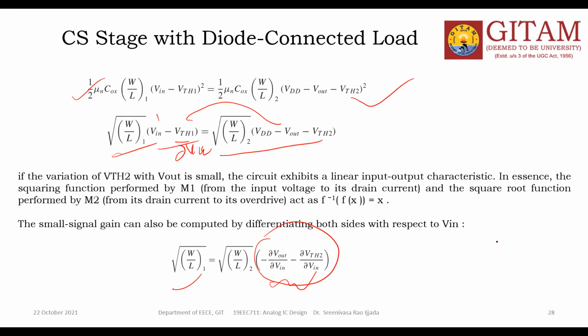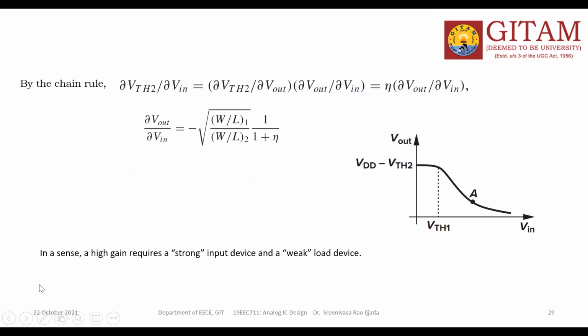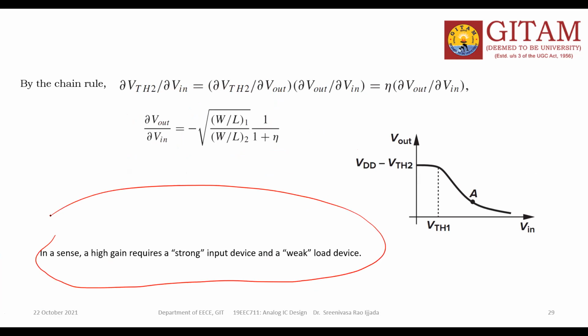Then substitute here, then replace this one with the chain rule. Then you got this. This is the same gain equation for the common source diode. Here is one important thing: you can read it. In a sense, a high gain requires a strong input device and a weak load device.